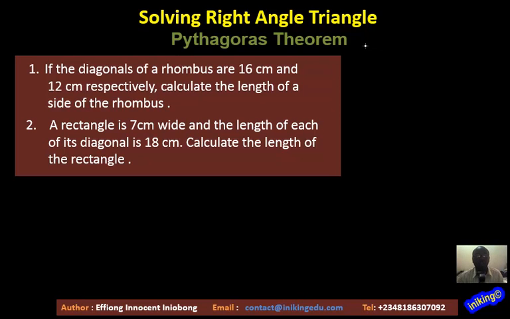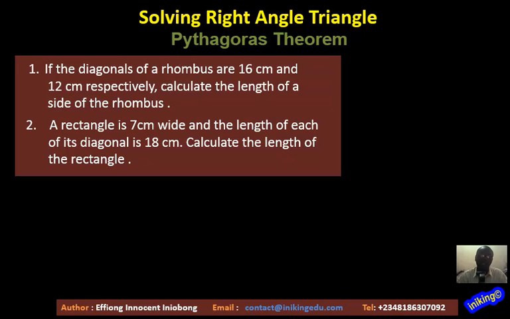Now we are on the second video clip of solving right angle triangles. On the screen, we are going to treat two questions immediately. The first one states, if the diagonals of a rhombus are 16 centimeters and 12 centimeters respectively, calculate the length of a side of the rhombus.